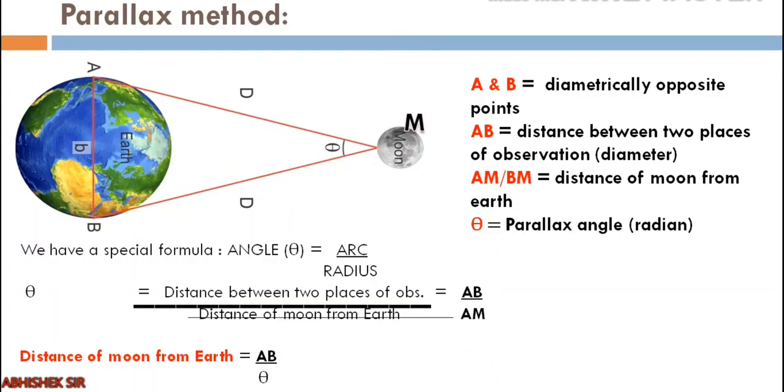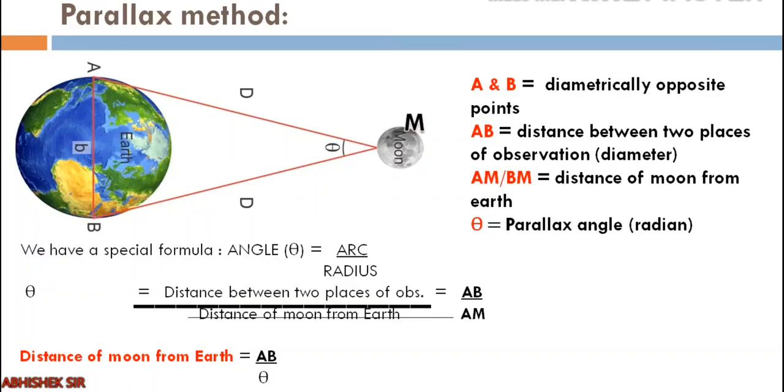Now let M be the moon. Clear? So what will be AB? AB will be the distance between two places of observation. We will take observation of moon from A to M, then we'll go to B point and from B to M. So twice we are measuring the distance. Clear? One from A and one from B.